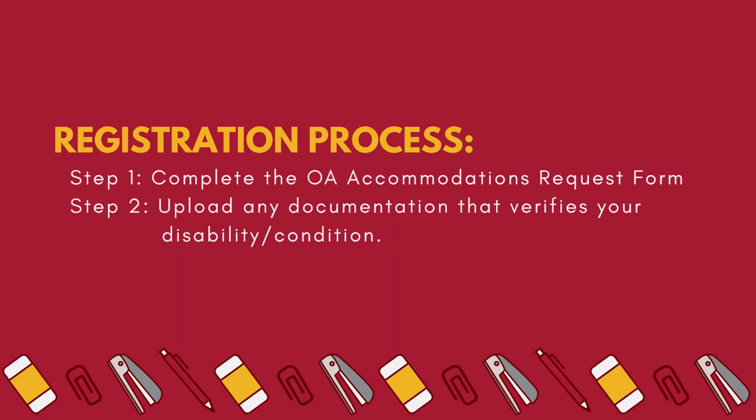Students who would like to receive accommodations from the Office of Accessibility need to officially register for services and accommodations. The registration process has 3 steps. Step 1 is to complete the OA accommodations request form, and Step 2 is to upload any documentation that verifies your disability and/or condition. Step 1 and Step 2 are completed via the OA accommodations request form.